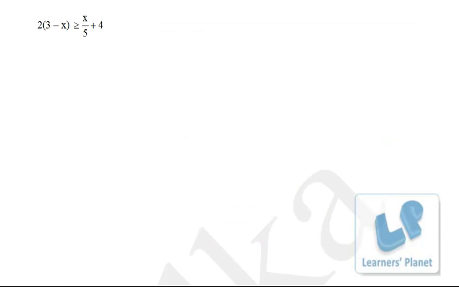Okay, I will take a simple problem so you can understand the concept or the rules of how we solve an inequality. Now it is 2(3 minus x) is greater than or equal to x by 5 plus 4, right?